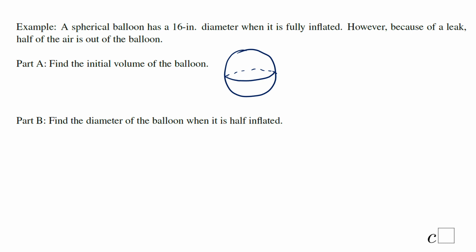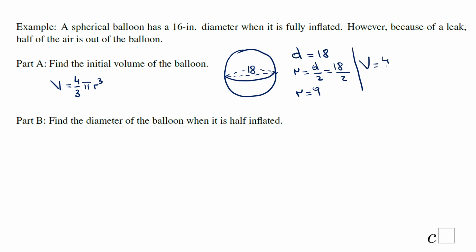Originally, the diameter, this guy, is 18. So if you remember, the first thing you want to do is to find the radius. The radius is half of the diameter. So that will be 9. So we have the radius, we can find the volume. If you remember, the volume is 4/3 pi r cube. So we have here 4/3 times pi times 9 cube.